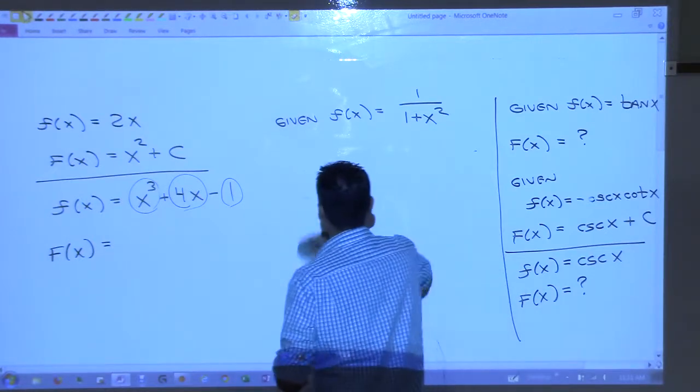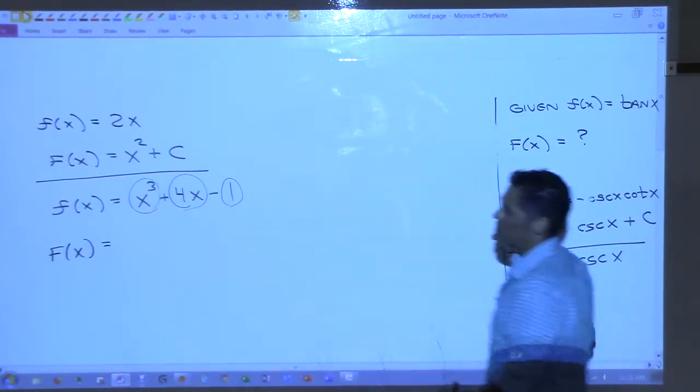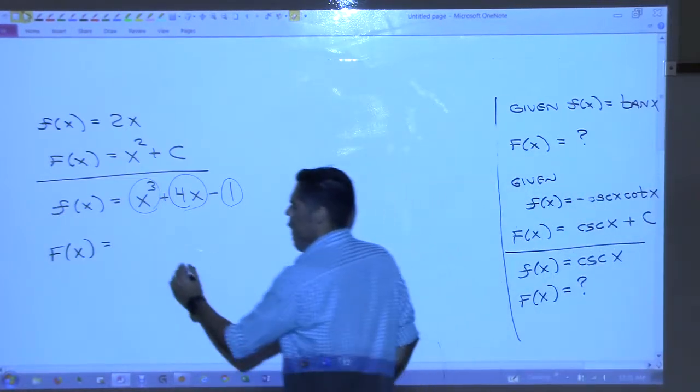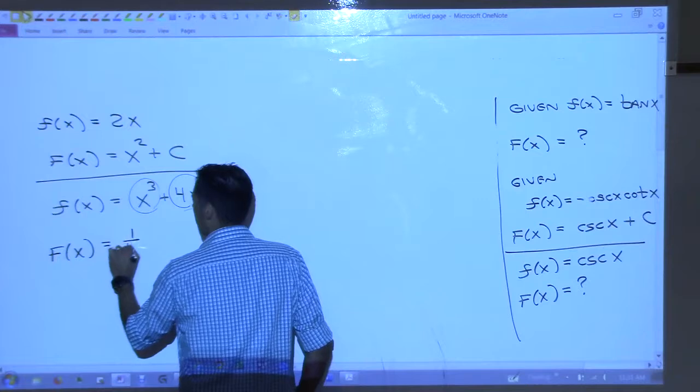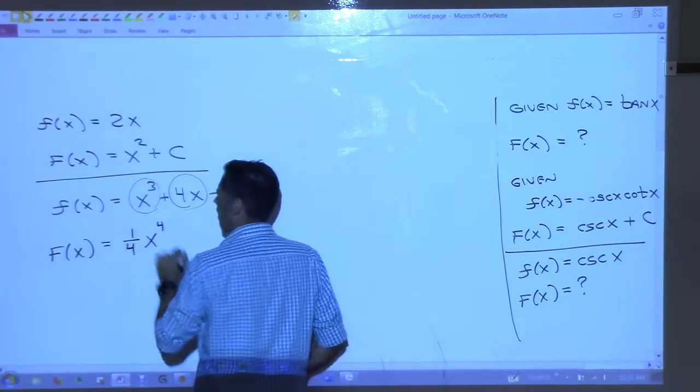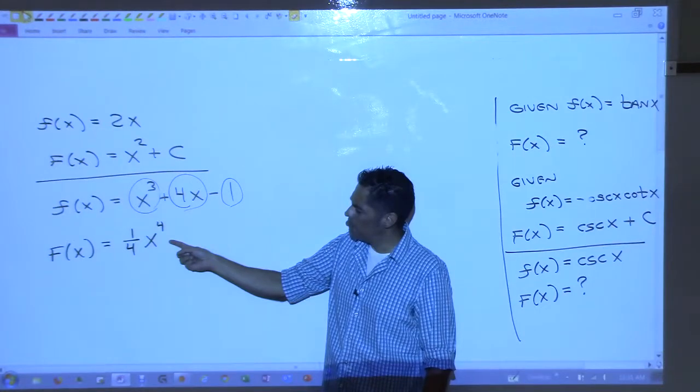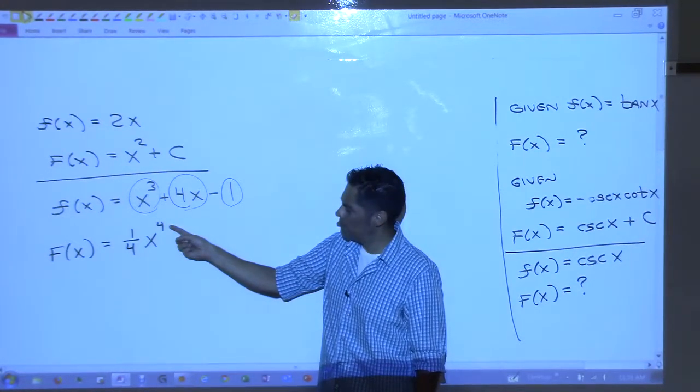So how about the x cubed? What's the antiderivative of x cubed? 2x, 3x. That's the derivative. It's not what we're talking about. X to the fourth over 4. What the heck? X to the fourth over 4. I'm going to write it a different way. Why does that work? That's clever. Because when you bring down the 4 to the front, it'll cancel out.